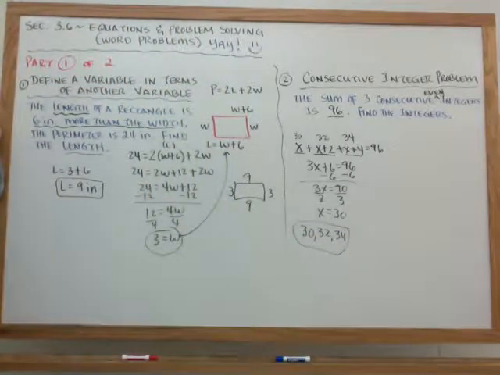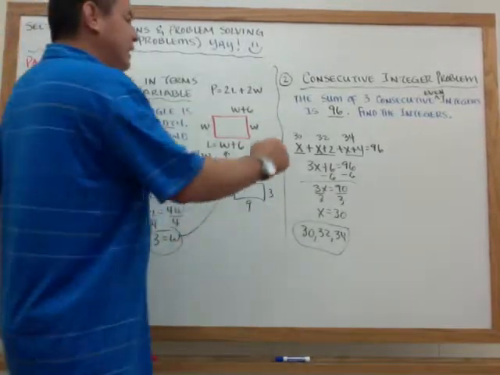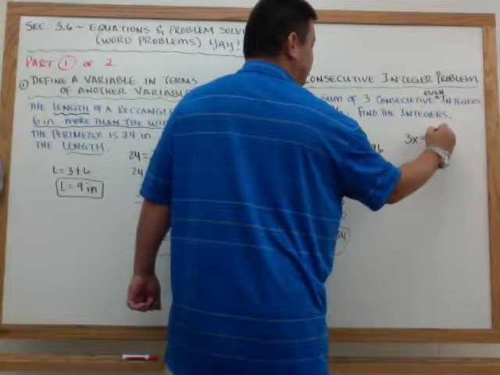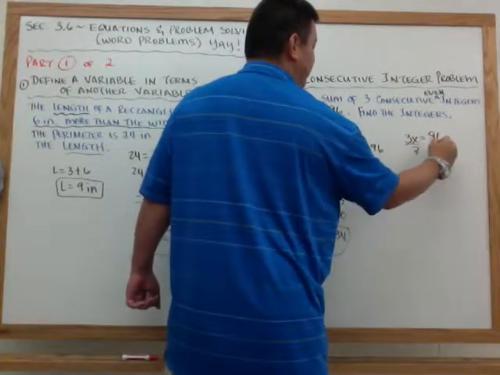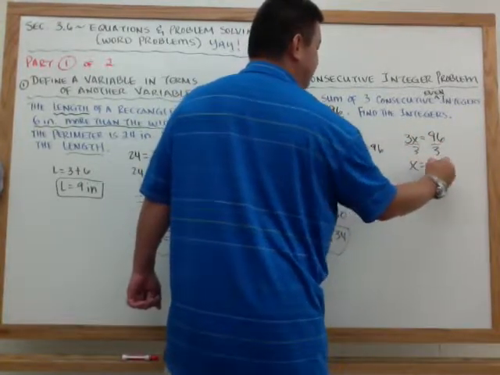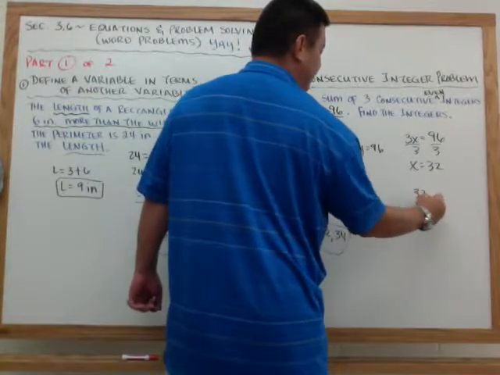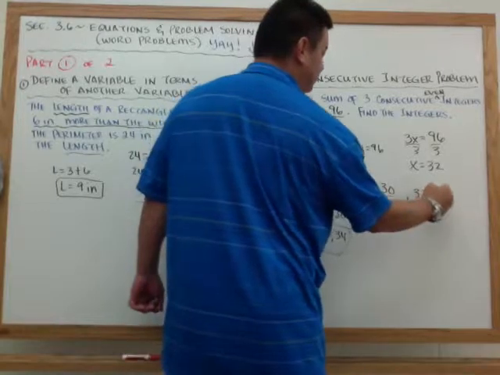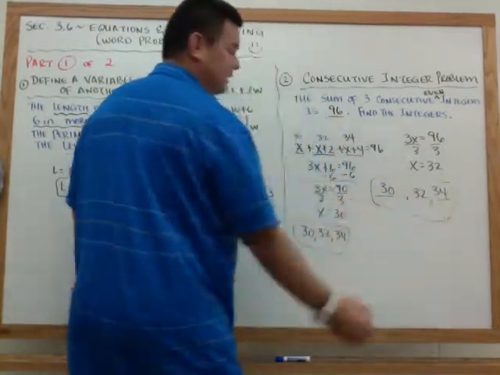Again, does my shortcut apply to this one? Yes, it does. Even though it's 3 consecutive even numbers, you still can take the average, and you get 96. When you divide by 3, x is equal to 32. That's your middle number. So now you just have to find the others. If it's even numbers, go down by 2, go up by 2, and you get the same answer.